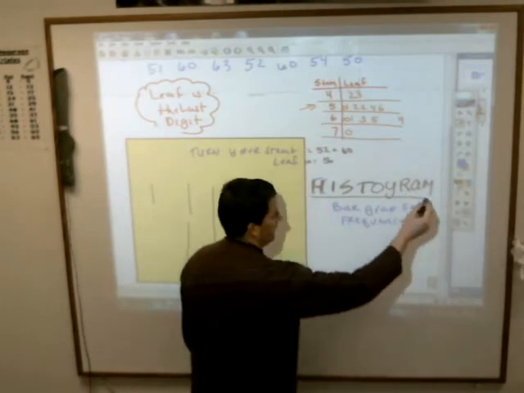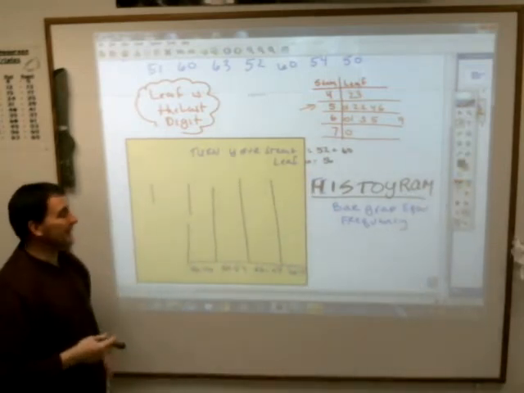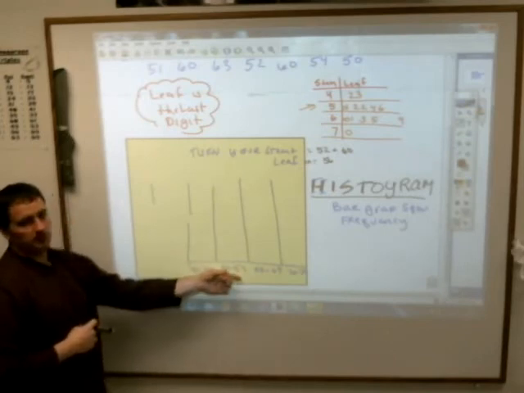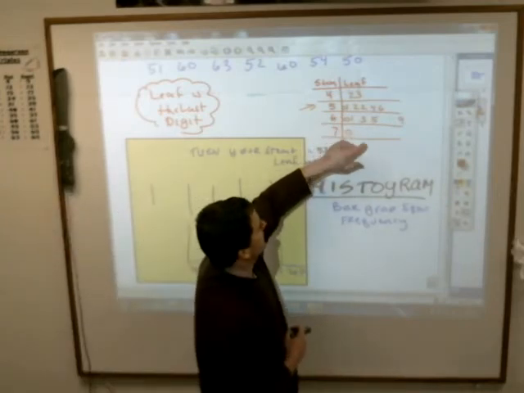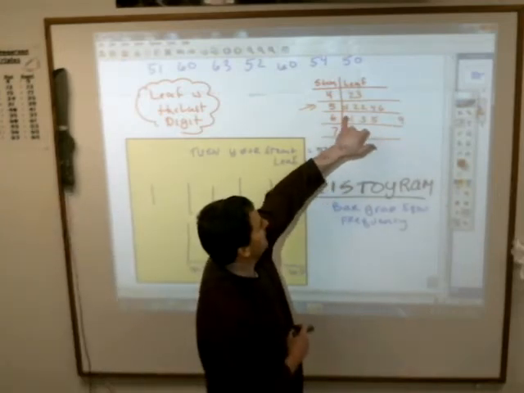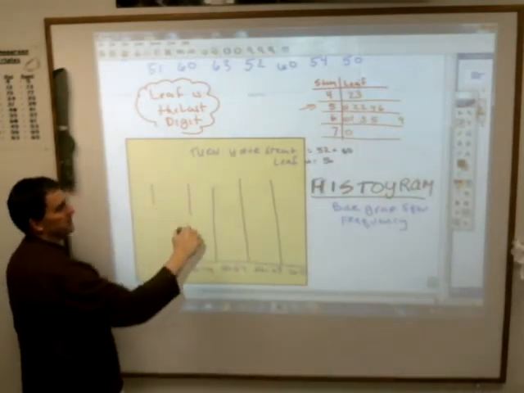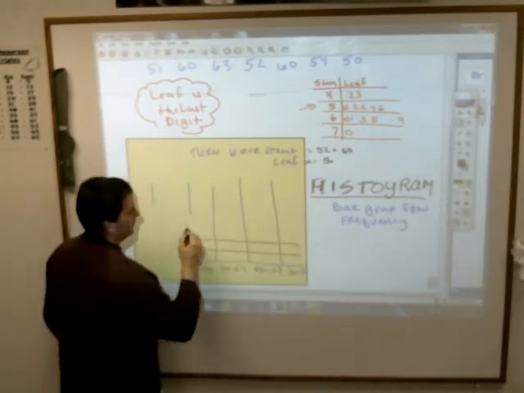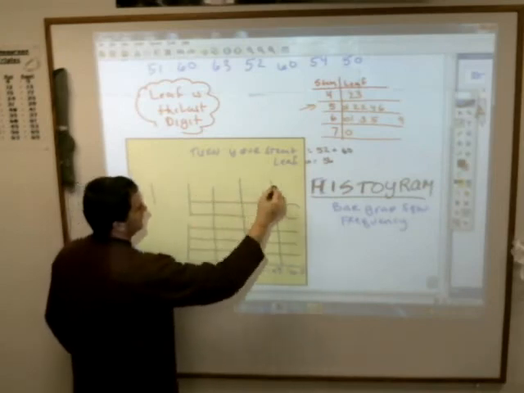Going across, remember we're talking about frequency. So I want to know how many numbers fall between 40 and 49. How many numbers fall between 50 and 59? The one that has the most looks like it's in the 60s, we have 2, 4, 6. In the 50s we have 2, 4, 6. So the highest my bar graph has to go is up to 6. So we can go 1, 2, 3, 4, 5, 6.